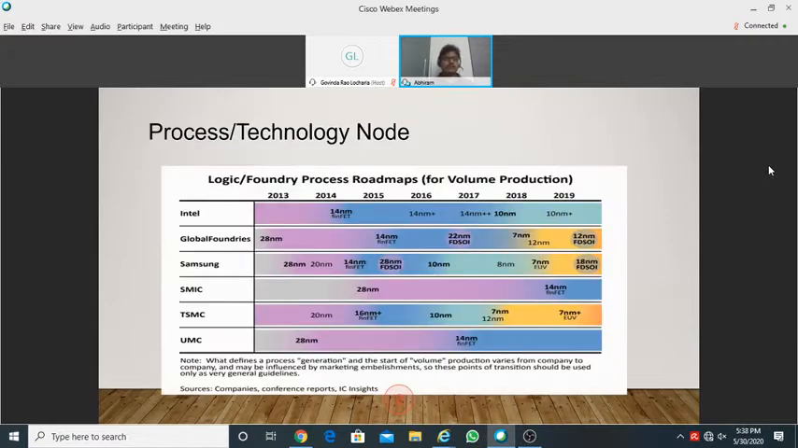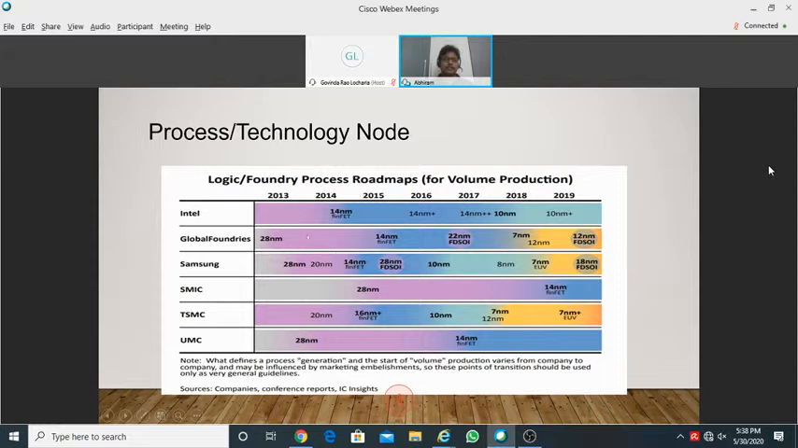I'm going to start with a basic slide. This is a process or technology node. Why I'm starting with this slide is because this is the driver for the entire VLSI, so everything is based on this chart. On the left-hand side, we see all the fabrication companies. All of these are constantly working on fitting more devices or more logic into a particular chip or ASIC.